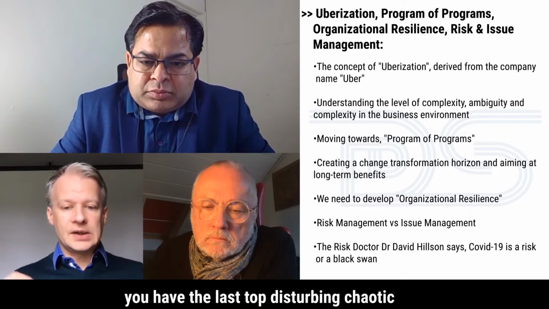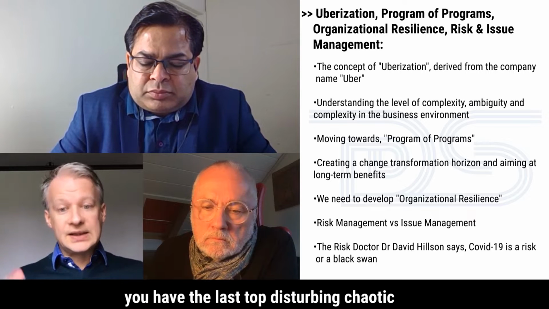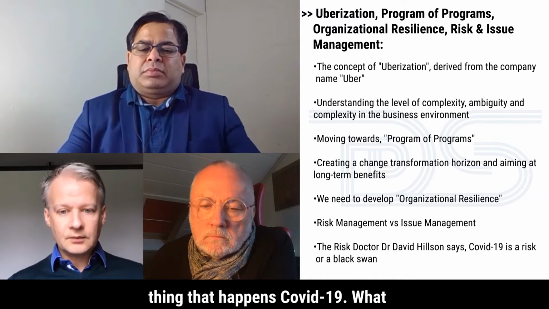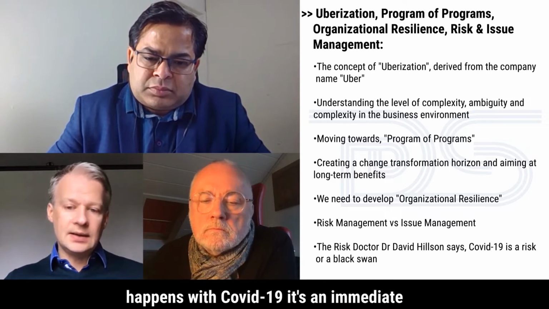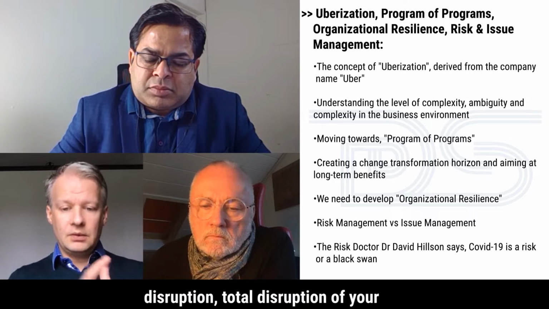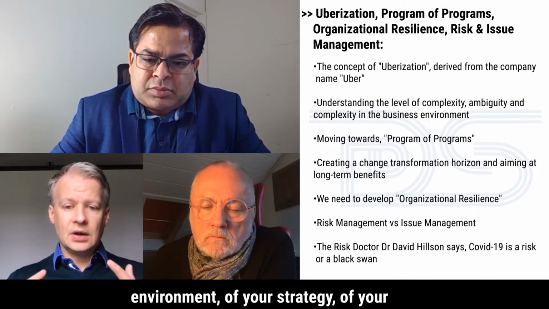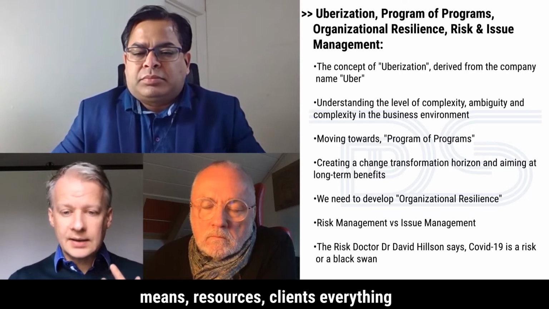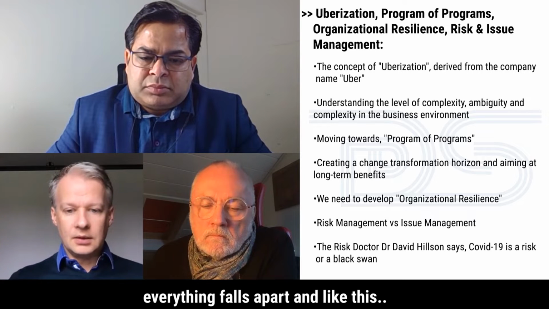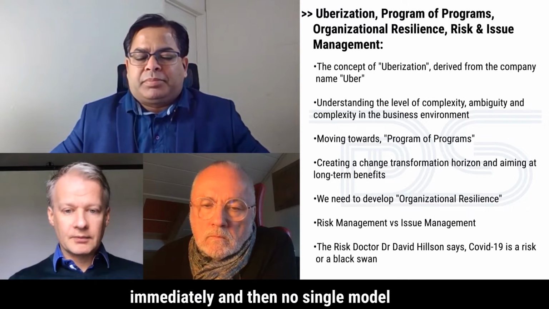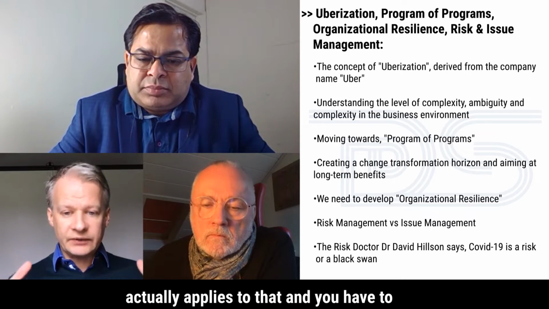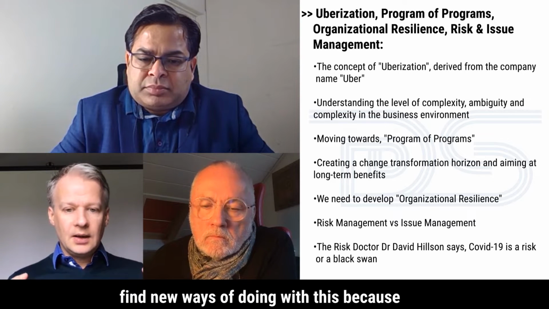And then you have the last top disturbing, chaotic thing that happens, COVID-19. What happens with COVID-19? It's an immediate, total disruption of your environment, of your strategy, of your means, resources, clients, everything. Everything falls apart, just like this, immediately. And then no single model actually applies to that. And you have to find new ways of dealing with this.